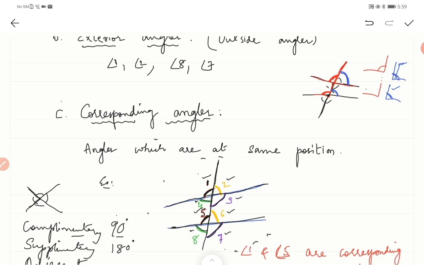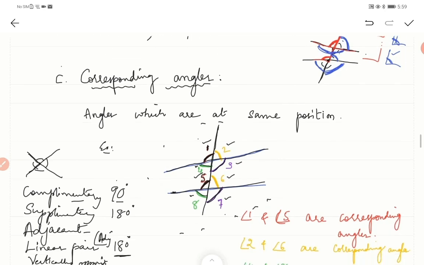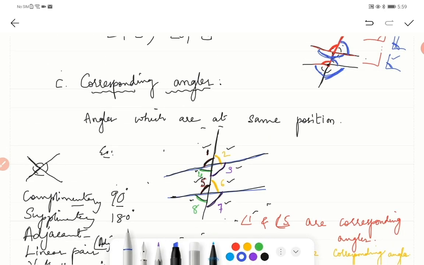These were your corresponding angles. One more pair is down here, this angle is corresponding with this angle, and one more, this angle is corresponding with this angle, okay. So corresponding angles are what? Angles which are at the same position.